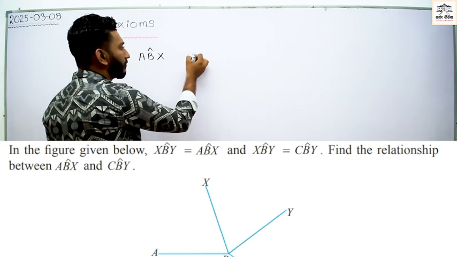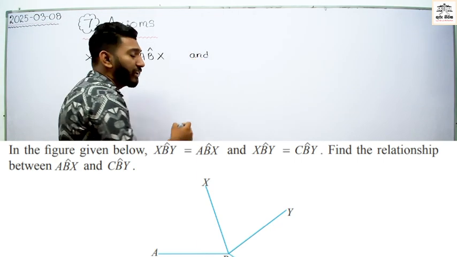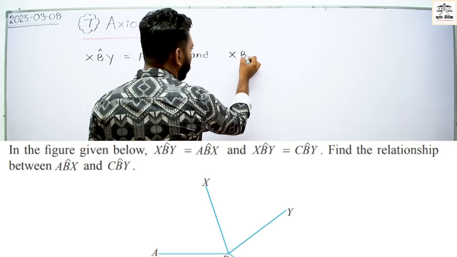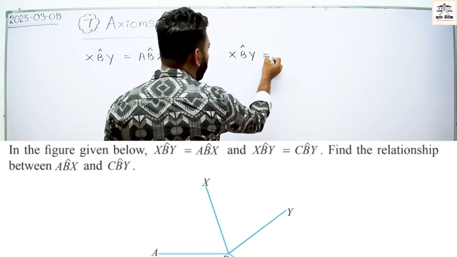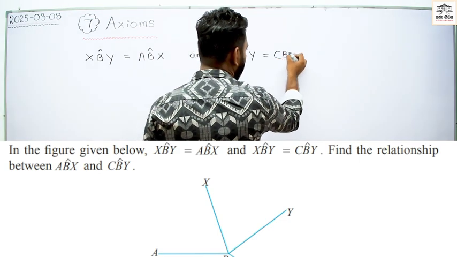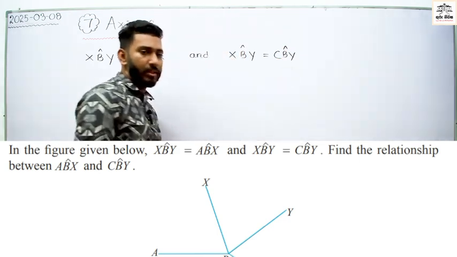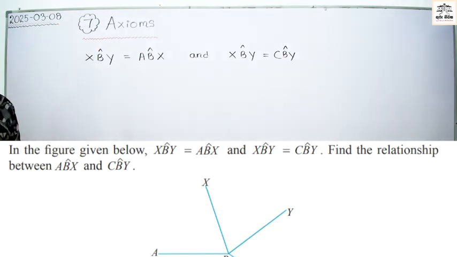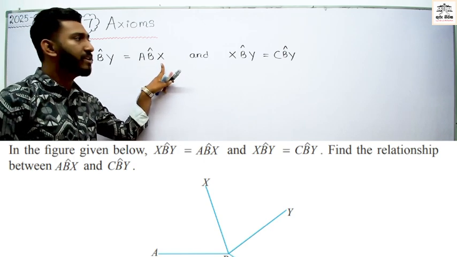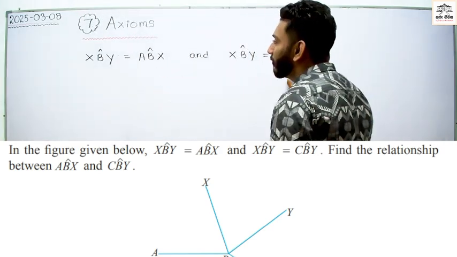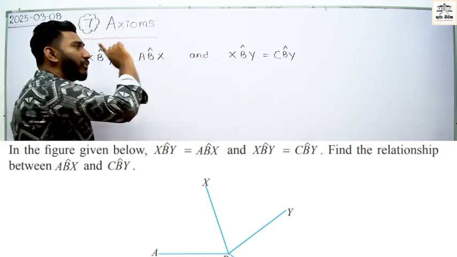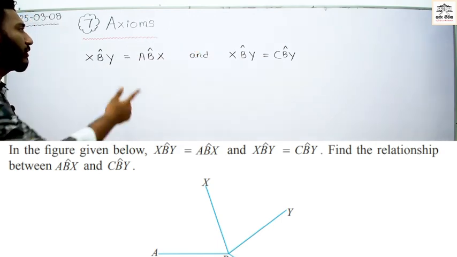And what is the next thing? XBY is also equal to CBY. Now find the relationship between ABX and CBY. It's like A equals B, B equals C, therefore A should equal C. Definitely all of these are equal then, right?